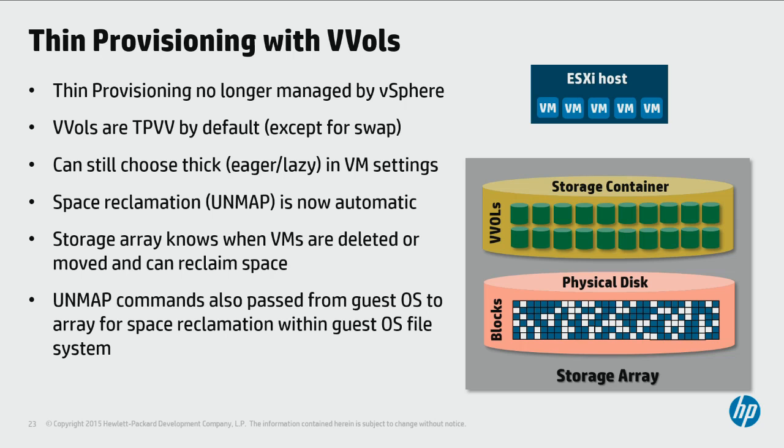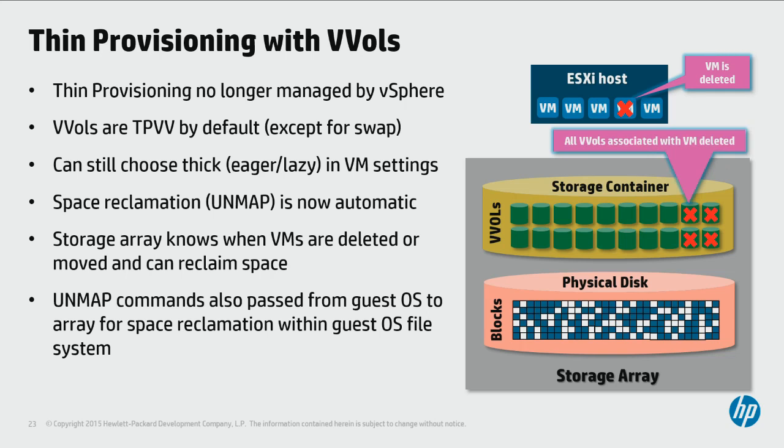So now, because we can see VMs, we know when a VM is gone. As soon as you delete it, we know that VM is gone. We can reclaim that space right away. There's no more having to wait for vSphere to tell us that. We just simply know when that happens. So, basic operation: the VM's deleted. When I delete that VM, every single VVol associated with that VM will be deleted from the storage array, and then automatically all those disk blocks will get reclaimed because we know exactly where that VM resides on the storage array, and we can go out there and reclaim all that space.